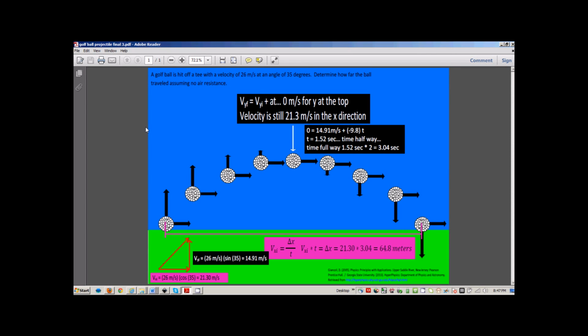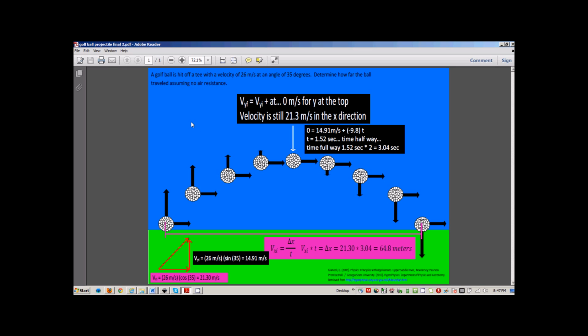Okay, this visual was made by Matt and Joe, and we're looking at a golf ball that is hit off a tee, and the velocity is 26 meters per second at an angle of 35 degrees. And the question we came up with is we wanted to find out how far the ball traveled, assuming no air resistance, and we wanted to use this diagram to illustrate this principle.